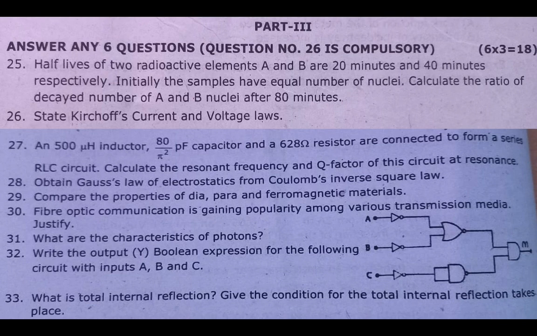Question number 27. A 500 microhenry inductor, 80 by pi square picofarad capacitor, and a 628 ohm resistor are connected to form a series RLC circuit. Calculate the resonance frequency and Q factor of this circuit at resonance.